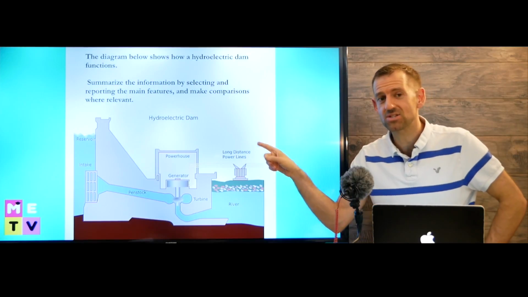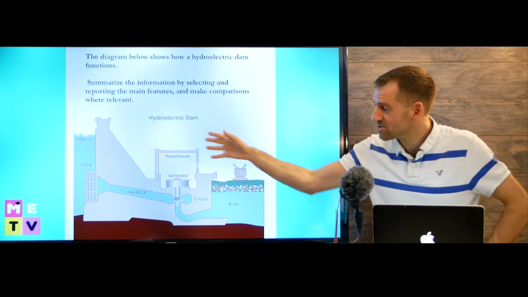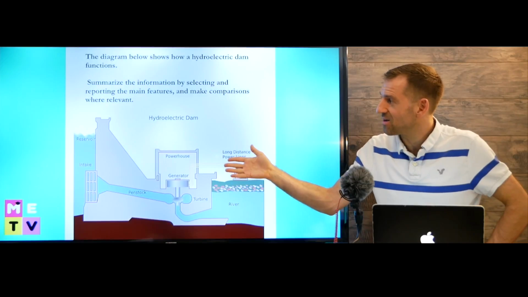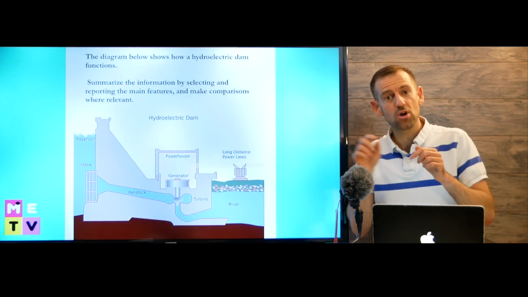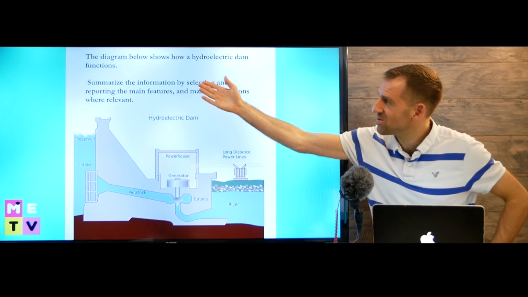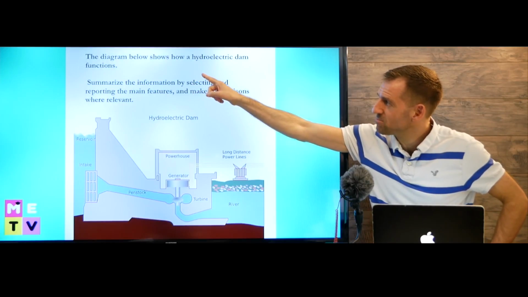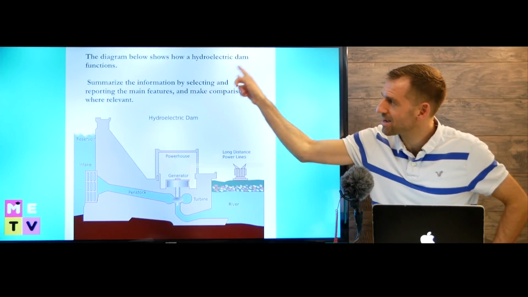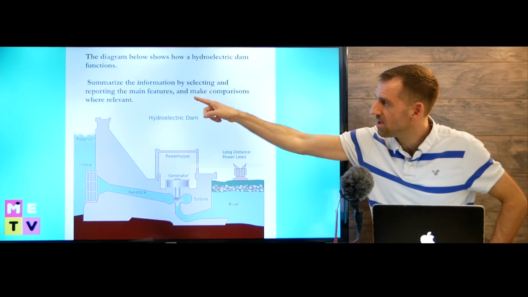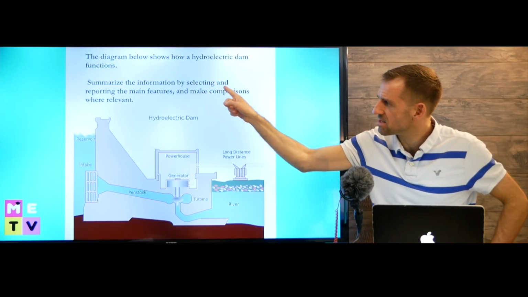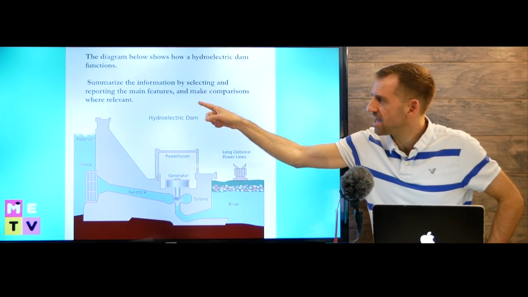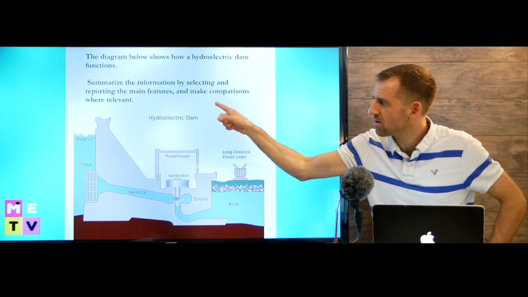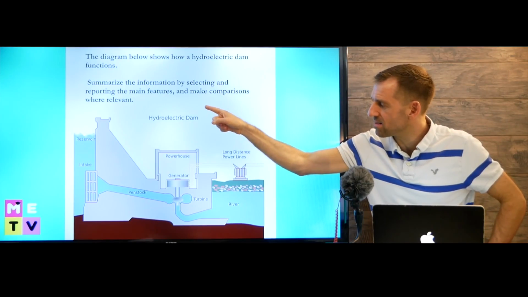Now, this is task 1. Okay, here's some visual information. Now, we have to put this into words, right? So let's see what it says. It says, the diagram below shows how a hydroelectric dam functions. Summarize the information by selecting and reporting the main features and make comparisons where relevant.